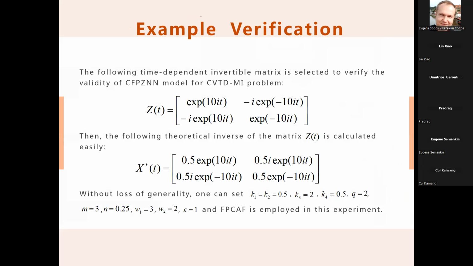The following time-dependent invertible matrix is selected to verify the validity of the CFPZ model for the complex valued time-dependent matrix inversion problem. And we can compute the following theoretical inverse of the matrix Z(t). Without loss of generality, the following design parameters are set in this experiment.